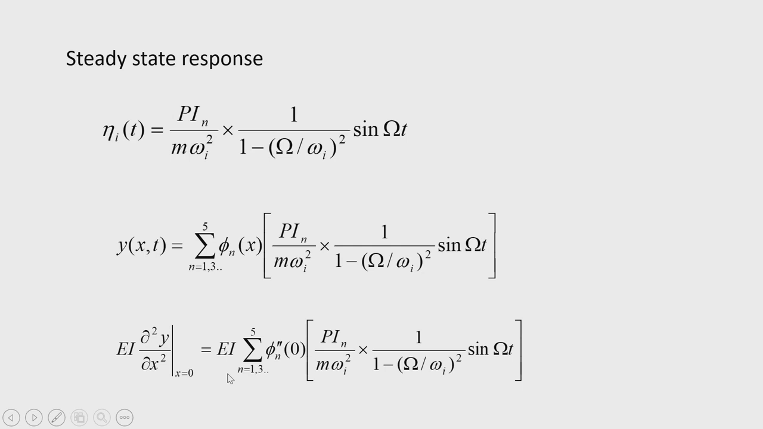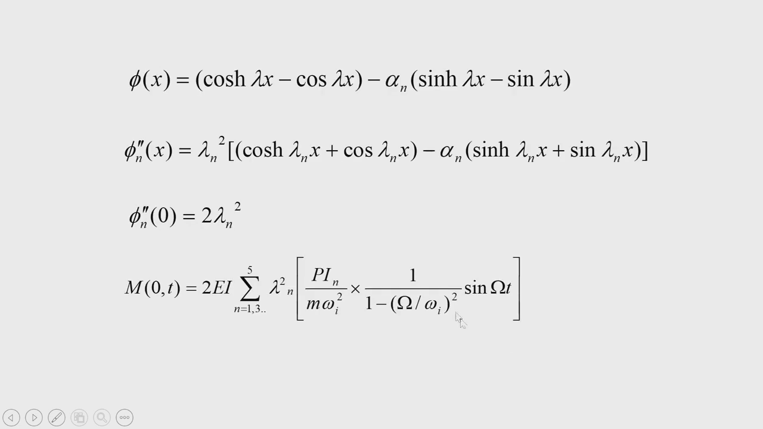And if I take the bending moment, because we are interested to know what will be the dynamic bending moment at the critical location, at the fixed end, the maximum bending moment is likely to occur at the fixed end for uniformly distributed load. And therefore we are getting EI del square y by del x square. This is the bending moment expression, which is nothing but EI phi double prime 0 P I n divided by m omega I square into 1 by 1 minus omega by omega I square sine omega t. So the phi x expressions are known to us. It is cos hyperbolic lambda x minus cos lambda x minus alpha n into sine hyperbolic lambda x minus sine lambda x. Now at x is equal to 0, you can easily see that phi n double prime 0, that is required in the bending moment calculation, is nothing but 2 lambda n square, that you can see after putting x is equal to 0.